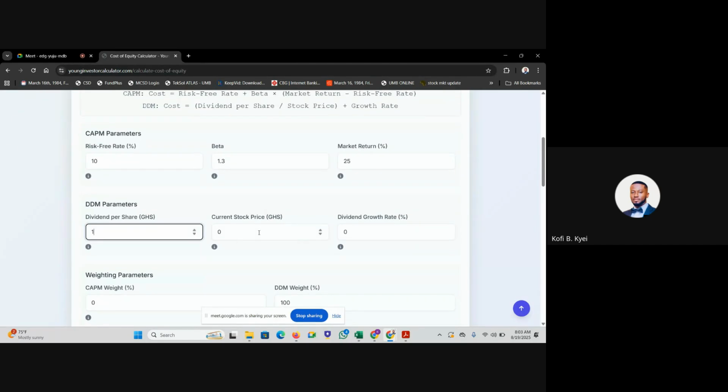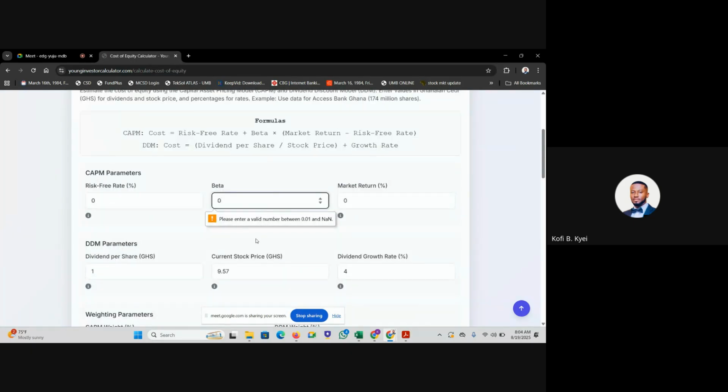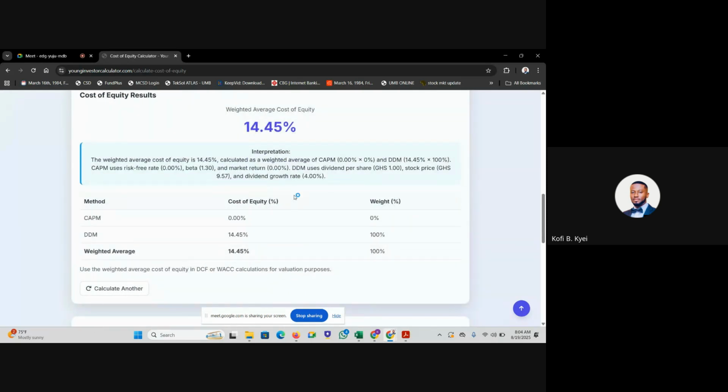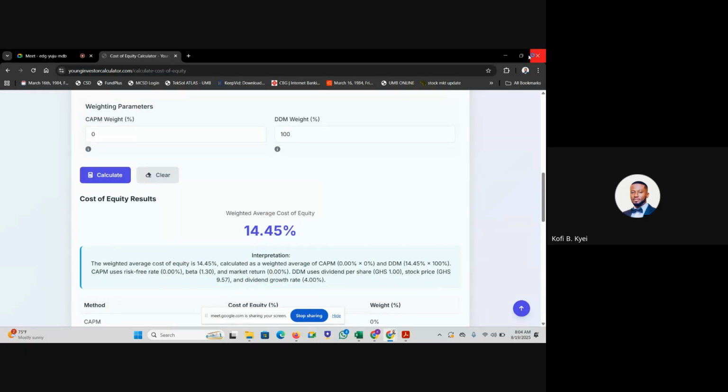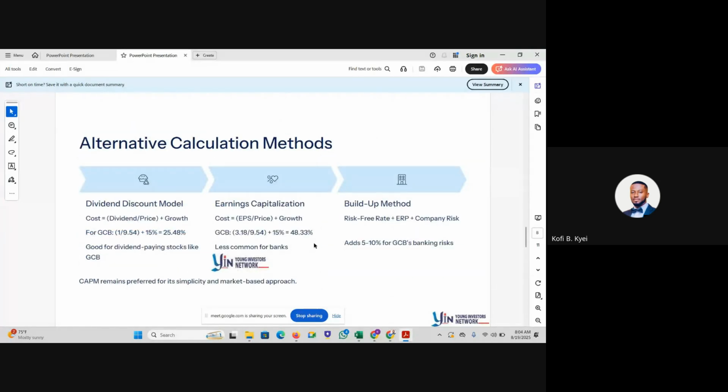Dividend per share, 9.57, growth 15, let's say 15. And you put 0, 0, and 0. It requires that you put these in. So you come to 14.45. So this is one place where you can get the valuation done.